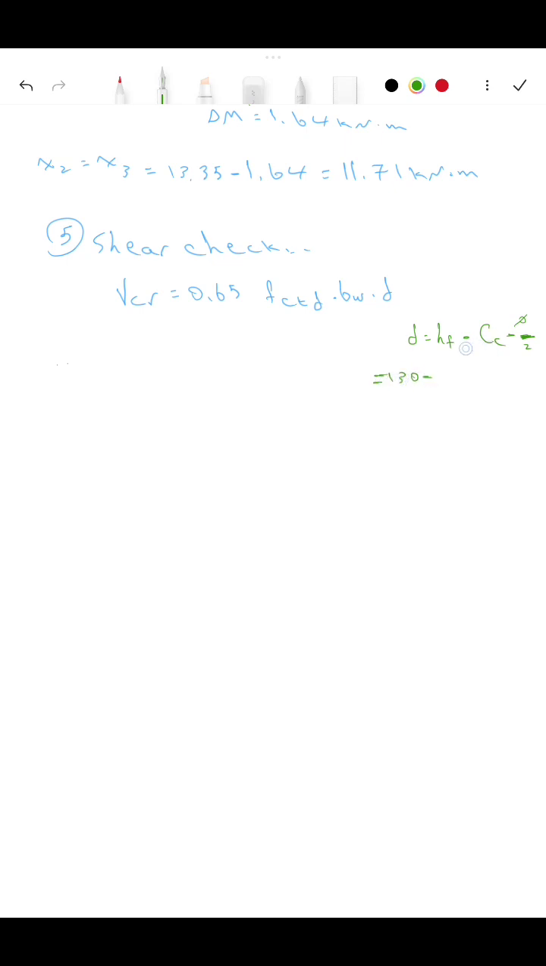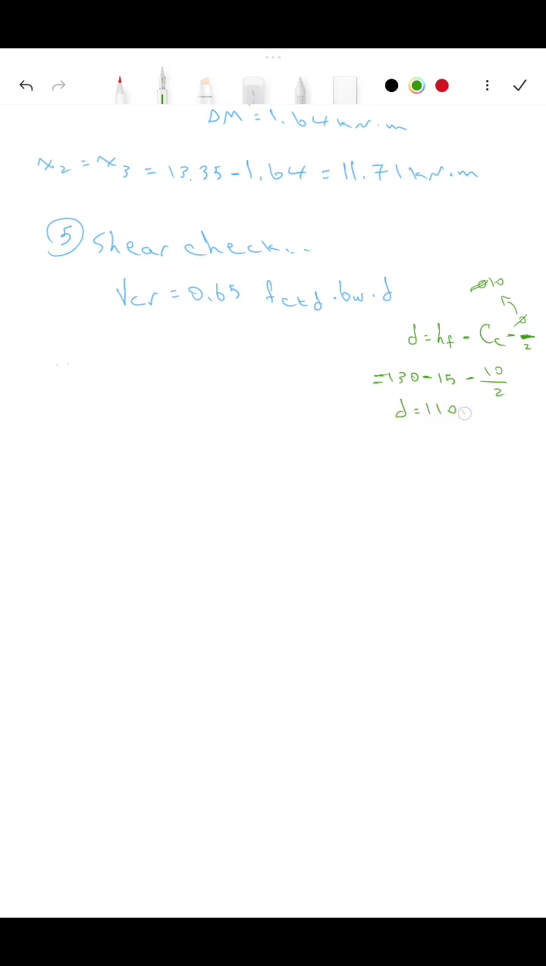CC is the clear cover. In general, clear cover we take as 15 or 20 depending on the question. So I will take it as 15 millimeter, which is 1.5 centimeters. And here phi, the thickness of the bar or the bar size, I will consider as 10. Usually we use 10, so 10 divided by 2. So 130 minus 15 minus 10 divided by 2, and it equals 110.